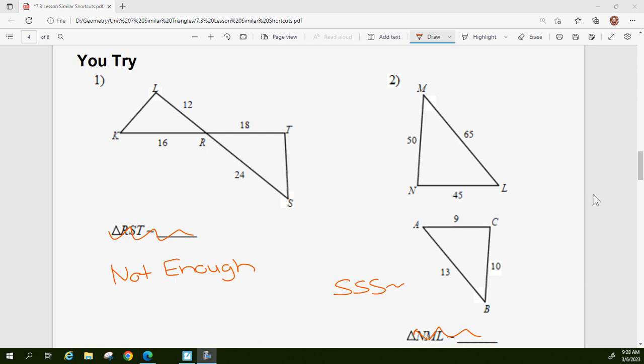So hopefully you got that there was not enough information here. It looks like it could be side angle side similarity, but it's not because the two fractions are not equal. 12 over 24 is not equal to 16 over 18. Over here, I do have three pairs of sides that correspond and make equal fractions. They all simplify to be 0.2 if you did the small over the big, but it would work either way. And so we have side, side, side similarity for number 2.